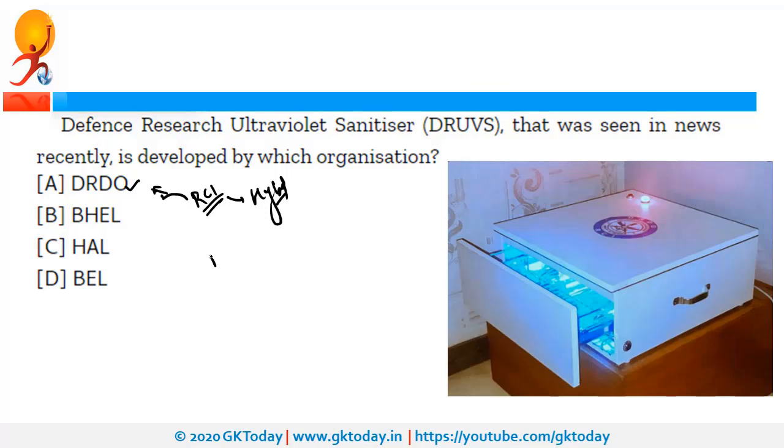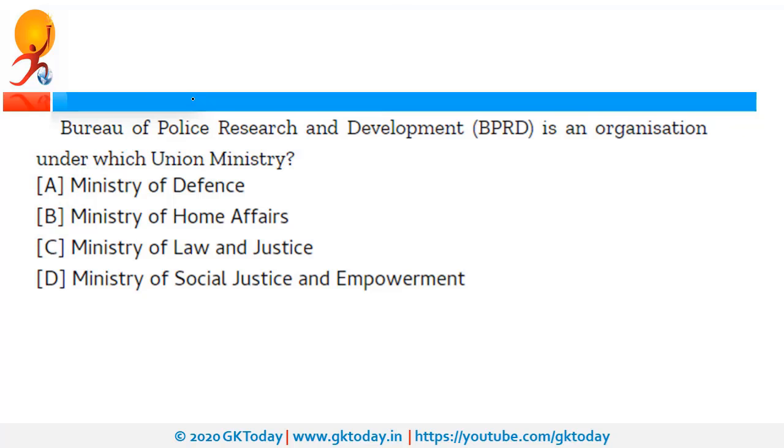Now DRDO was also in news because of Notes Clean. So this is an automatic currency notes sanitizer developed by DRDO. DRDO was also in news because of COVSEC, and this is a COVID-19 sample collection kiosk. What is DRDO? It is Defense Research and Development Organization. DRDO is under Ministry of Defense.